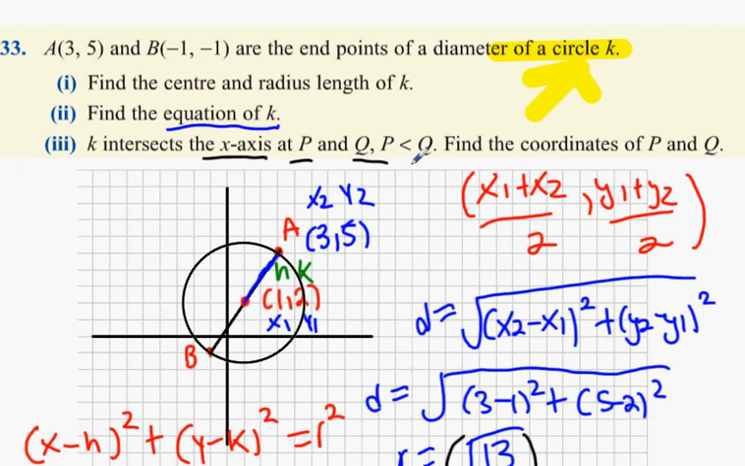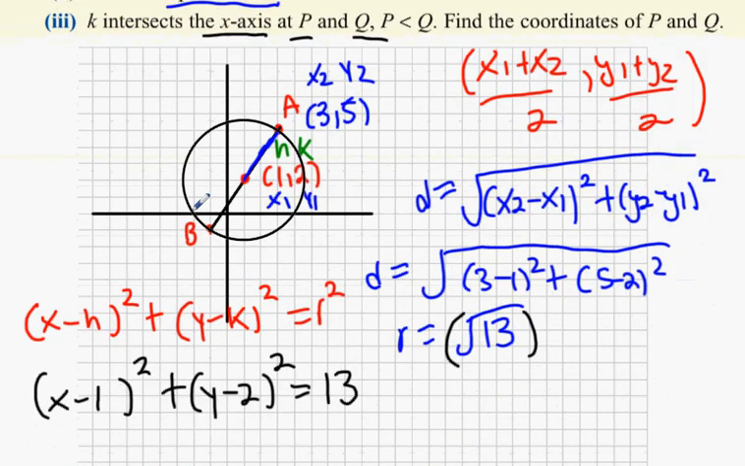Q and P. P is smaller than Q. P is a smaller number than Q. Find the coordinates of P and Q. What that means is this: that has to be P, and that one there has to be Q. Q is (4, 0), and P is (minus 2, 0). That's done by graph. Let's do it algebraically, okay?